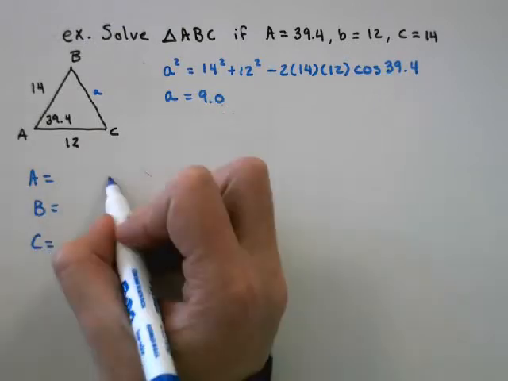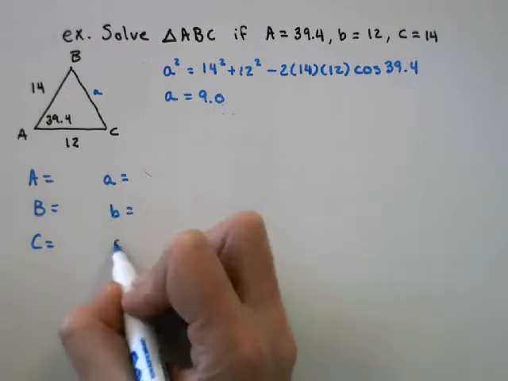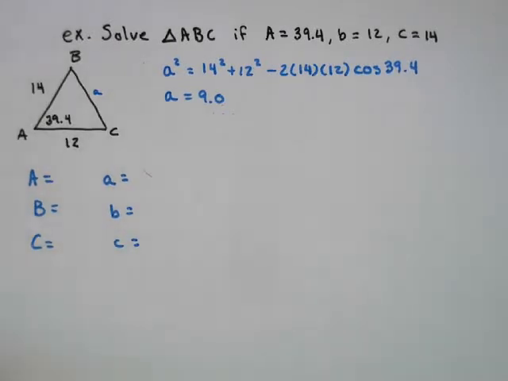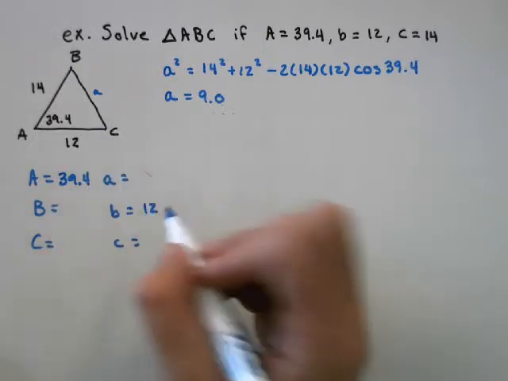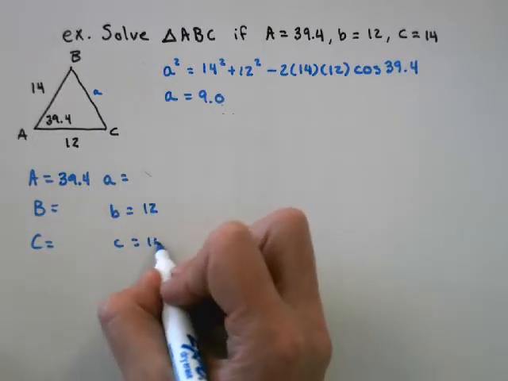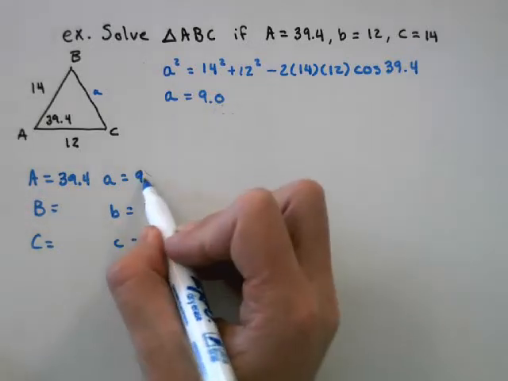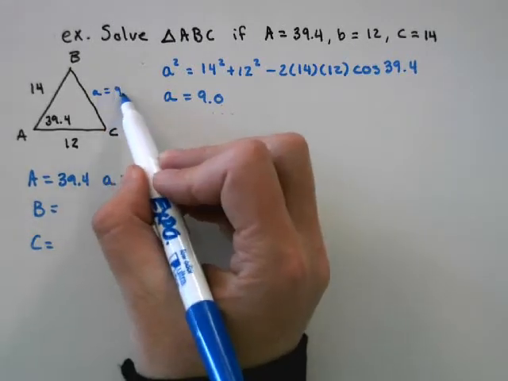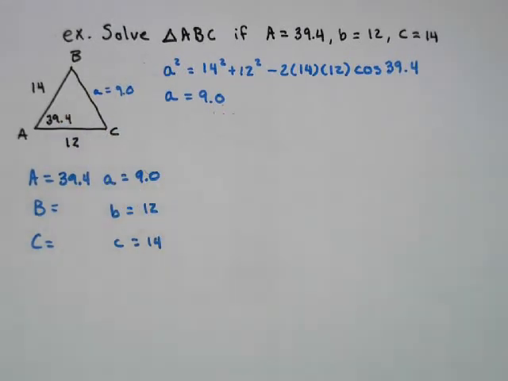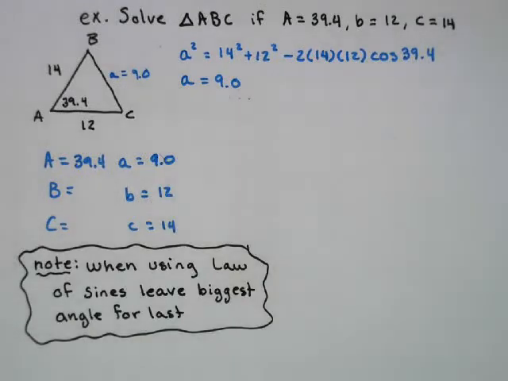I'll go ahead and put my grid here. So my given information, 39.4 we have, 12 and 14. We now know A is 9.0. Now I have enough information to use the law of sines, because now I have an angle and its opposite side. There is a catch, however. We're going to use the law of sines, but there's an issue.